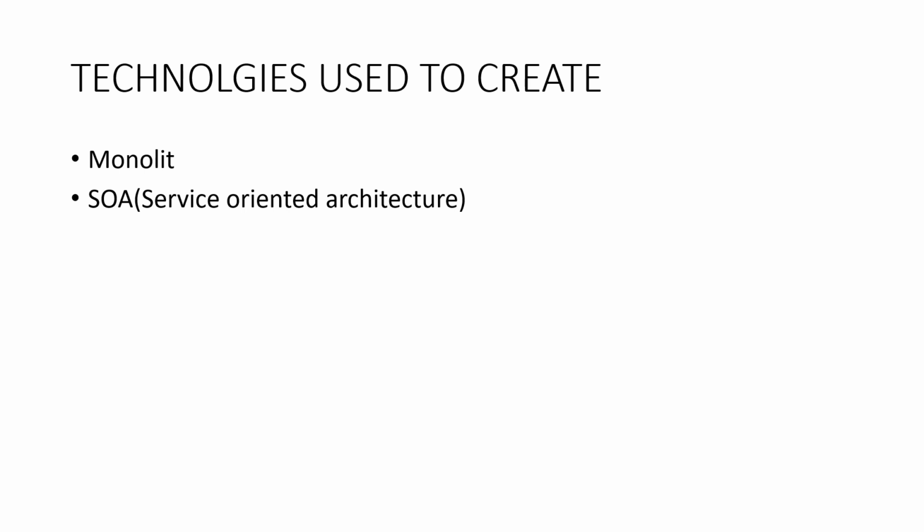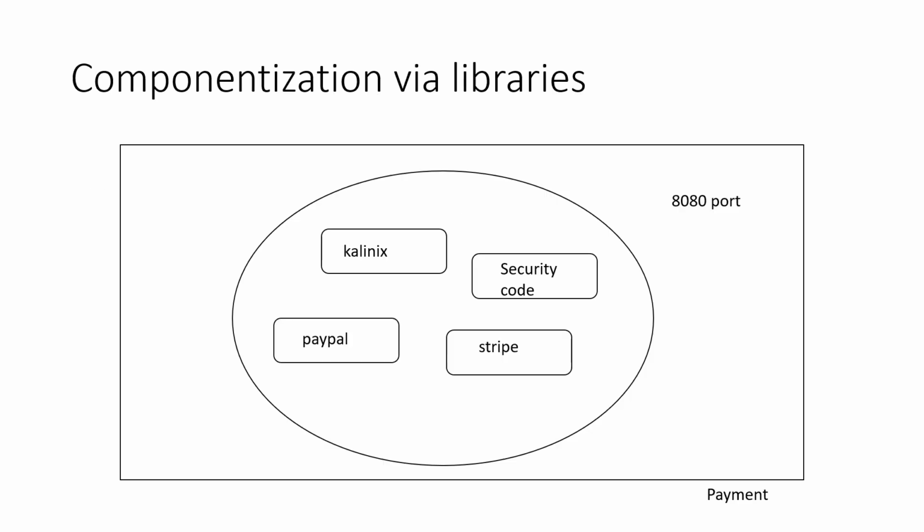So let's move on to our next slide, that is componentization via libraries. We have to understand it very clearly. Let's suppose this square that I have made is a payment gateway where all the payment things will be happening, like the validation will be happening, the processing will be happening, everything will be happening here, every code will run here, every security code, PayPal code, third party app codes, every code will run here.